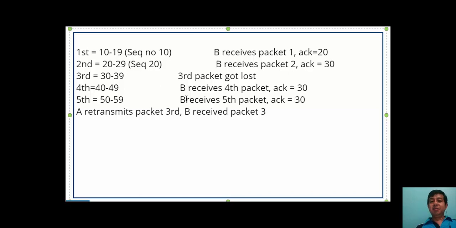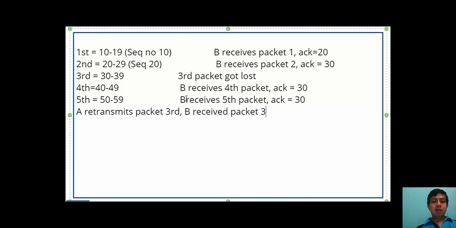Now this is important. What does it do next? It depends on what flavor it is using. If it is using Go-Back-N strategy, obviously A has to retransmit packet 3, 4th and 5th. If it is using Selective Repeat, B was buffering packets 4th and 5th, so A need not retransmit packet 4th and 5th.